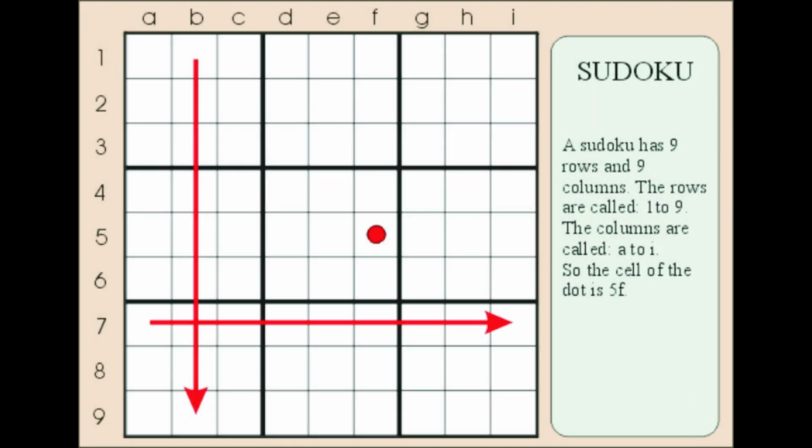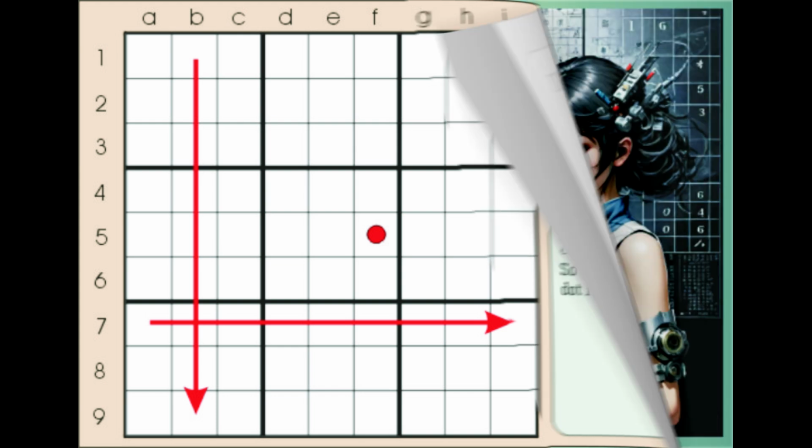The main box is divided into 9 columns called A to I and 9 rows called 1 to 9. Each cell is named respectively according to its position. So the cell with the red dot is 5F.